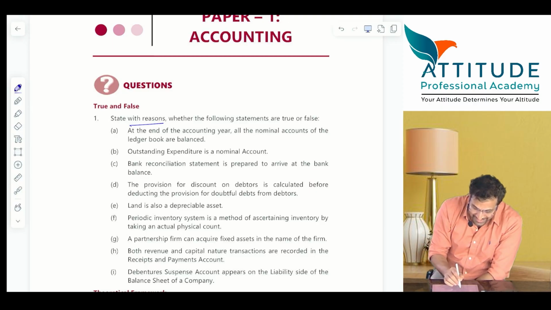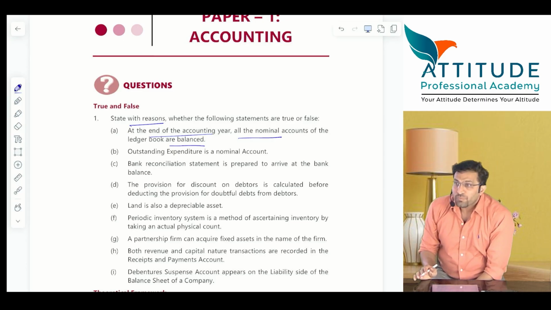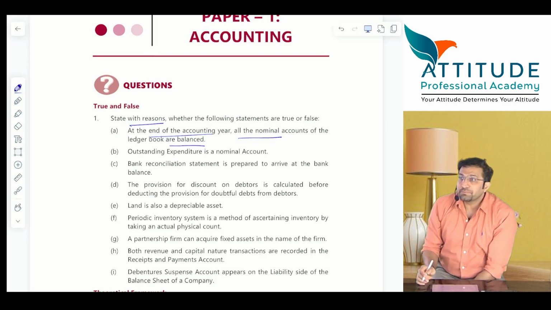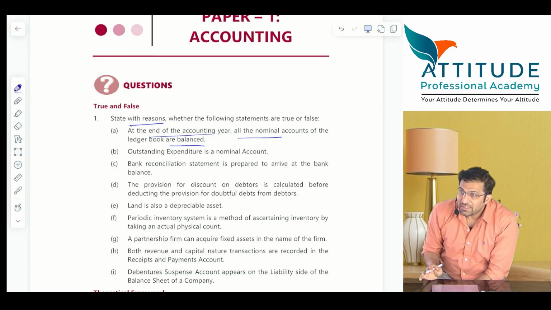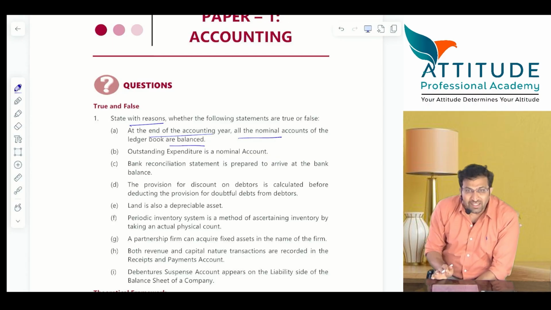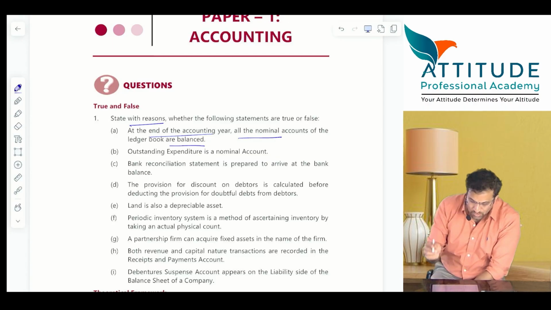First: at the end of the accounting year, all nominal accounts of the ledger book are balanced. True or false? False. Then what is the correct answer? Nominal accounts should get what? Closed. Only real accounts and personal accounts are balanced, not the nominal accounts. Is that clear? So write the answer there.